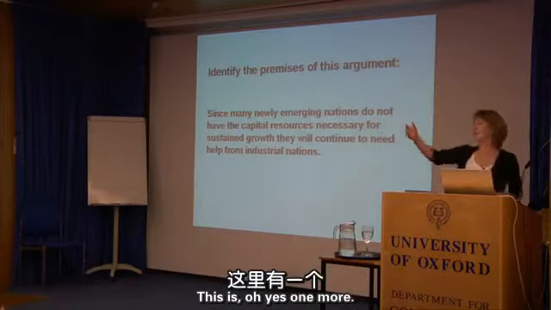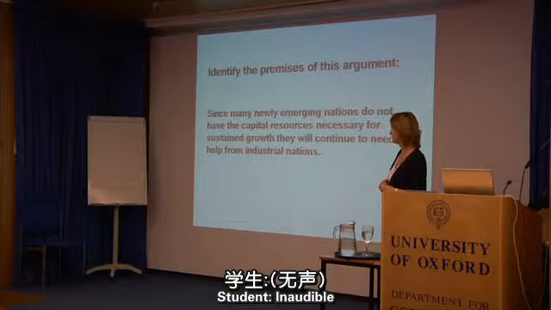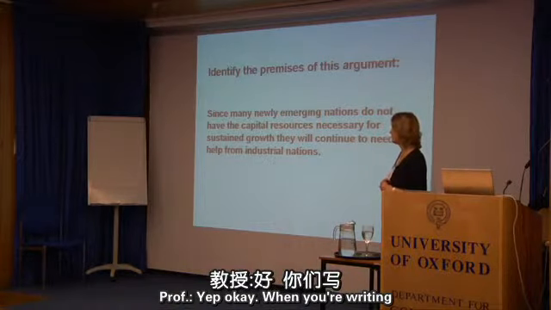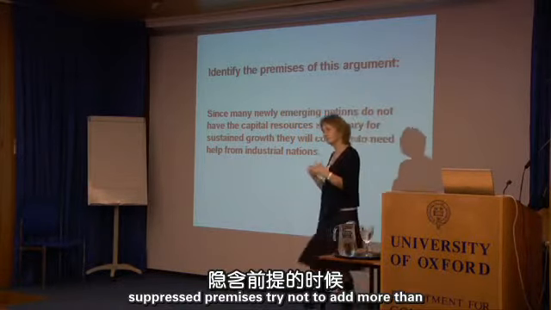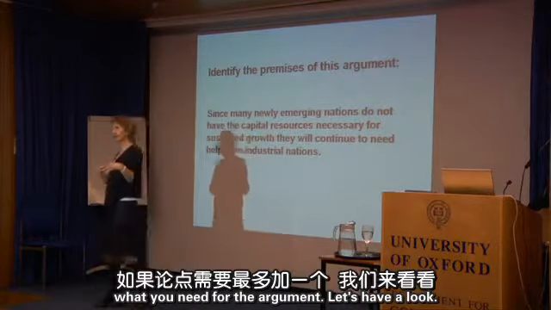Okay, is there anything else that anyone wants to try? Oh yes, one more. Well, maybe that the help that the emerging nations need is capital resources, because presumably industrial nations could help in other ways, other economic ways. Yep, okay. When you're adding suppressed premises, try and be careful not to add more than you need for the argument.